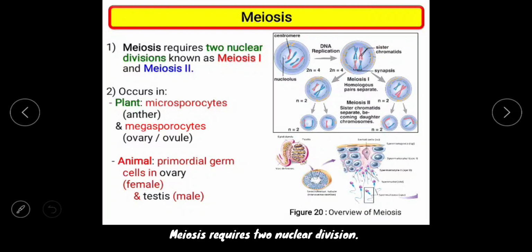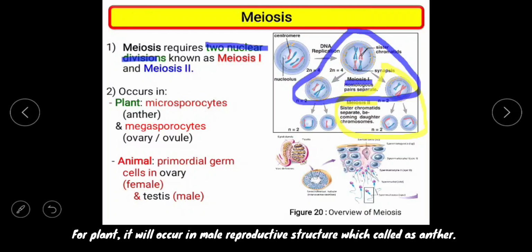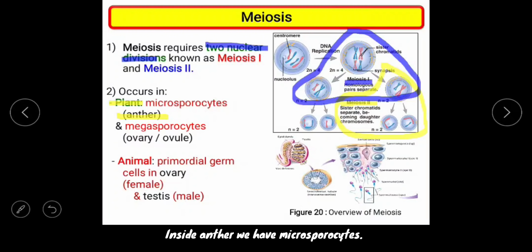Meiosis requires 2 nuclear divisions known as meiosis 1 and meiosis 2. For plants, it will occur in the male reproductive structure, which is called the anther. Inside the anther we have microsporocytes. And for the female structure, which is the ovary, there's a cell named megasporocyte. These 2 cells will undergo meiosis to produce their gametes. In animals, we have the ovary for female and testis for male. So meiosis will occur to produce ovum and sperm.